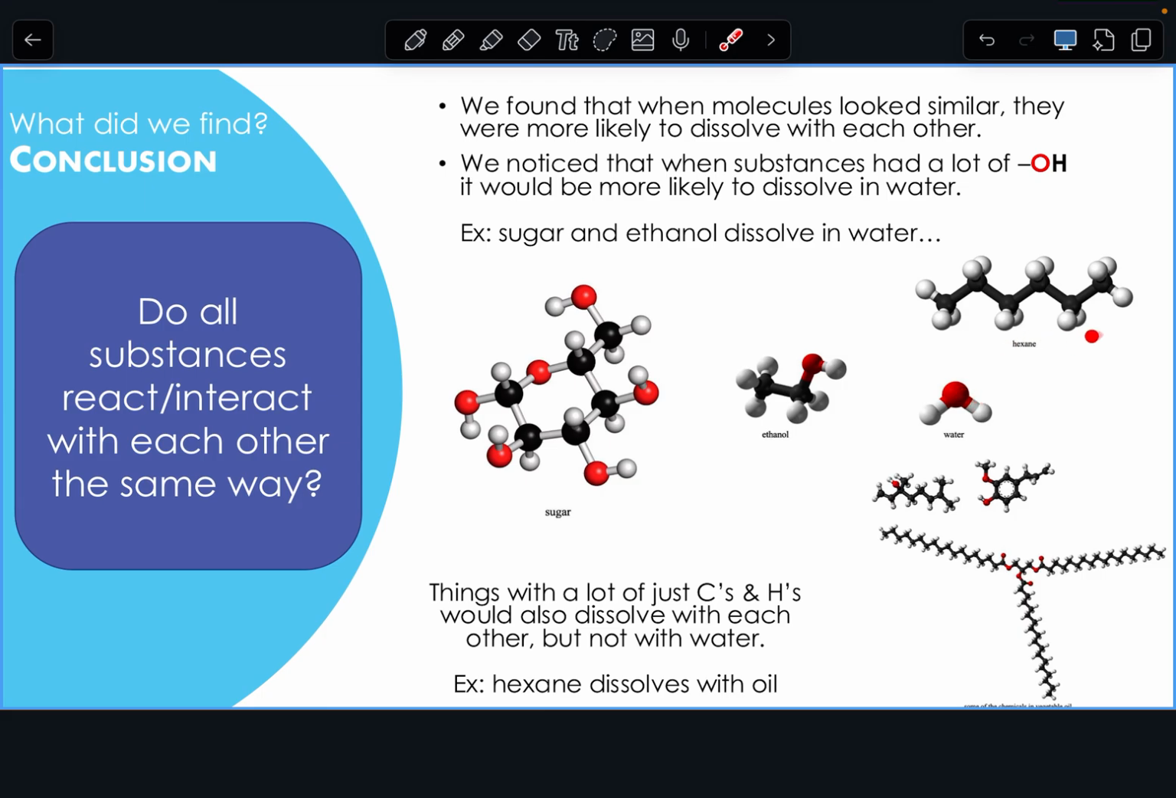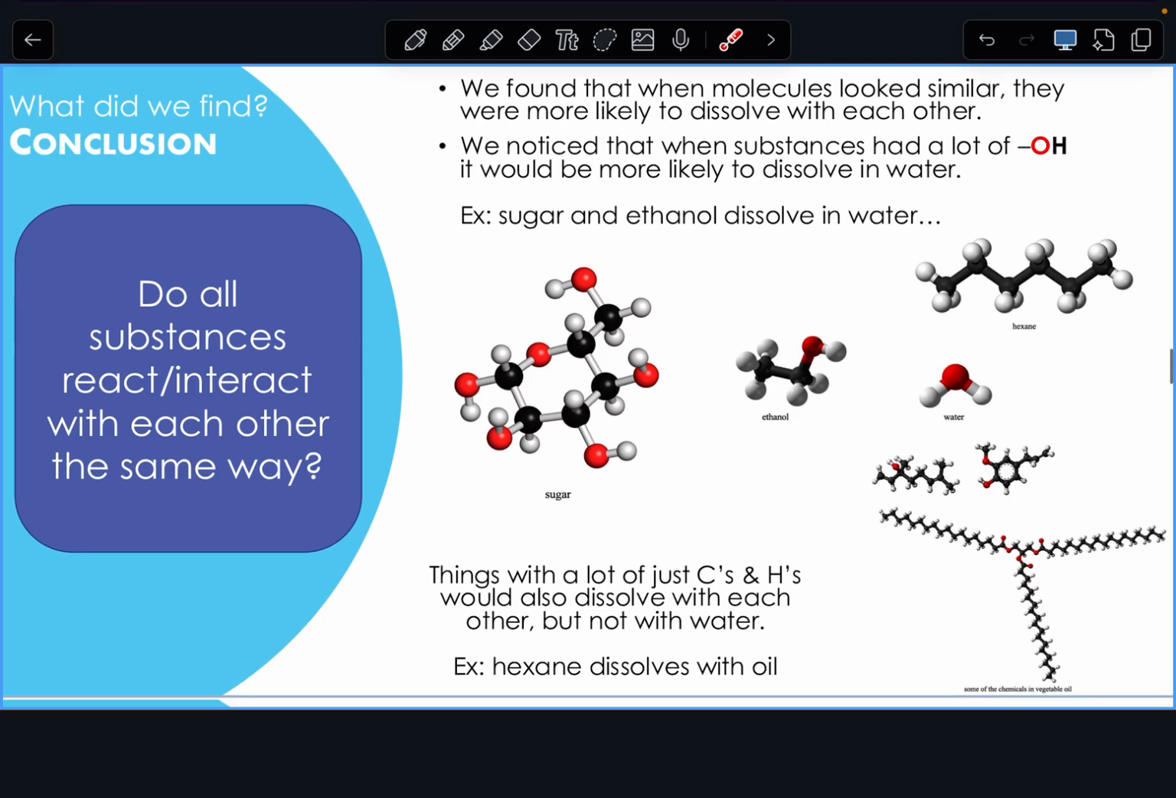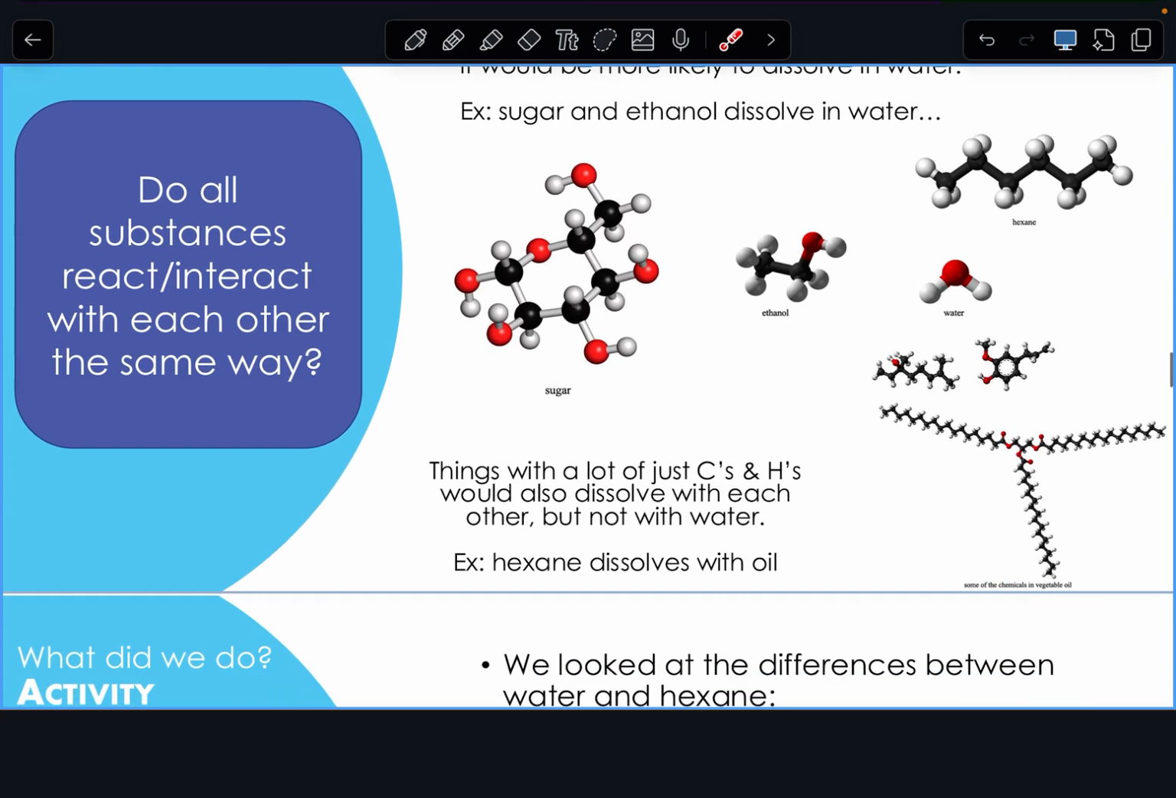And I notice that hexane here has this long black and white thing, and so does this molecule right here, which is a chemical in vegetable oil. So we started to see if the chemicals kind of looked like each other, they were dissolving in each other, okay? So hexane dissolved with oil, but oil did not dissolve with water.